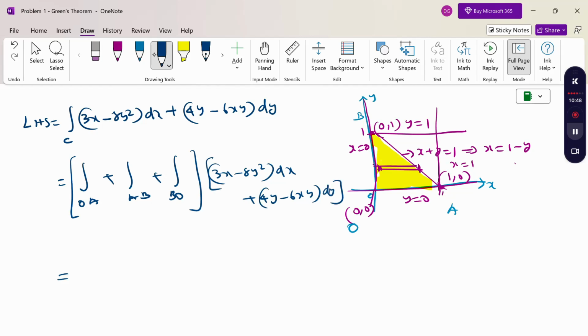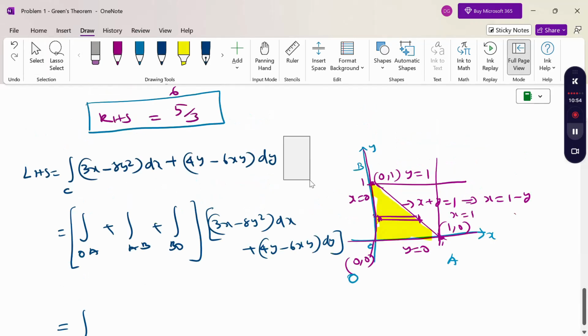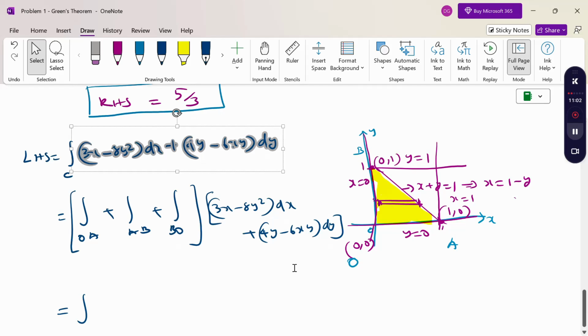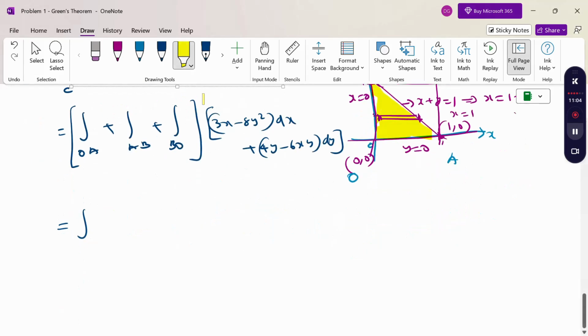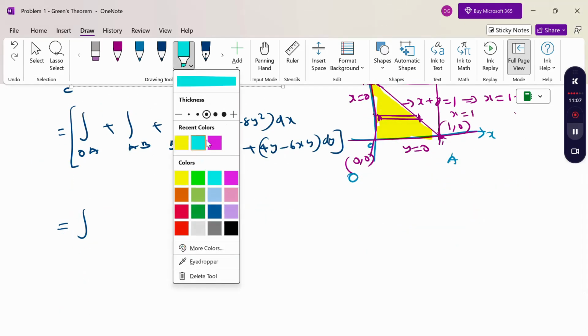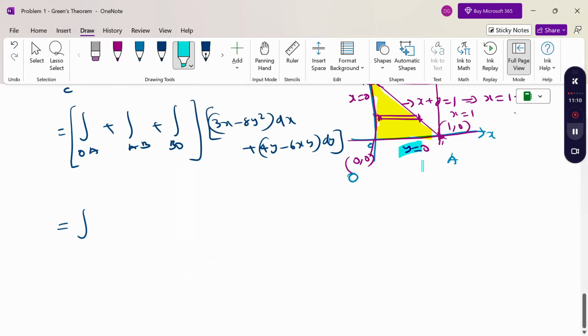Now what is the first line? O to A, integral O to A. If O to A, see, what is the value of y? y equals 0. O to A, y equals 0. So when y equals 0, the derivative dy equals 0. Now substitute this into the equation.